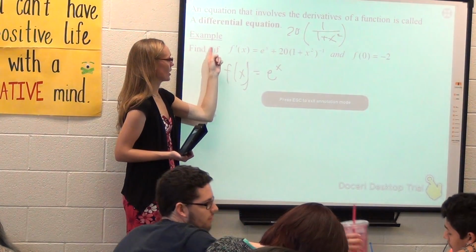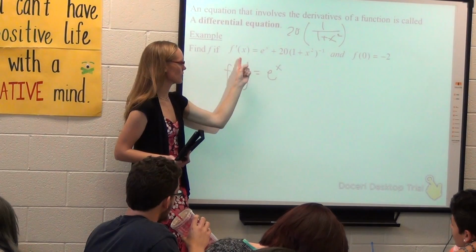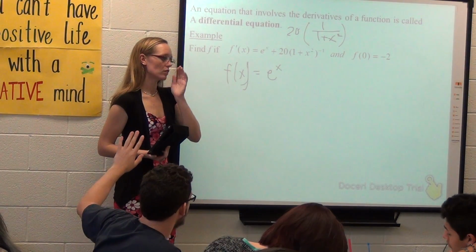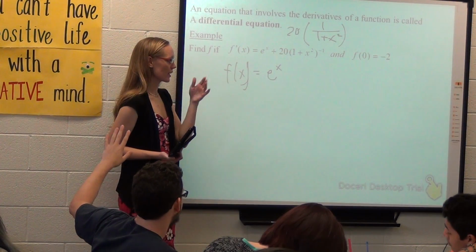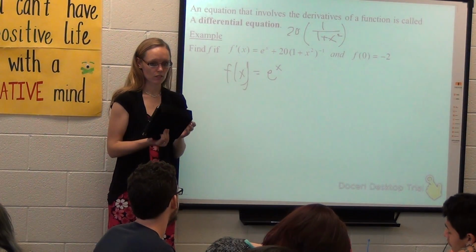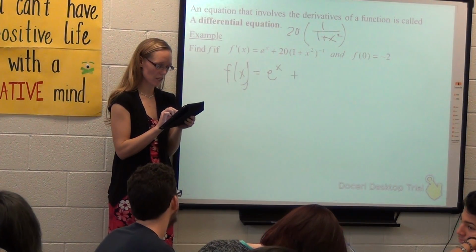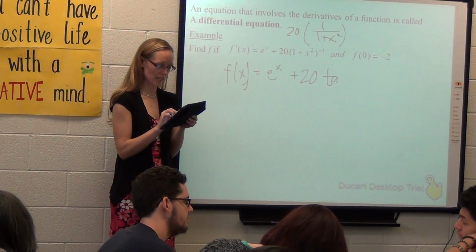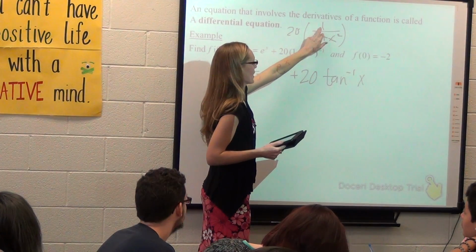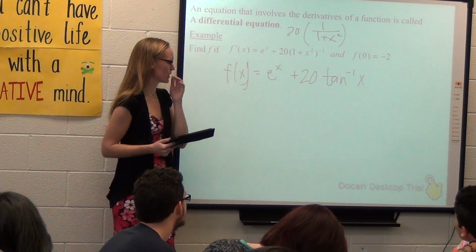No, I'm finding my original function after being given my derivative. We'll get to that. Okay, so this is 20 times the inverse tangent of x. This should have come from your chart, where the antiderivative of this is the inverse tangent of x.